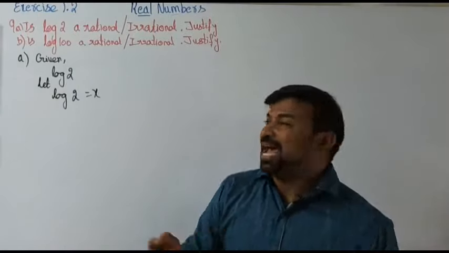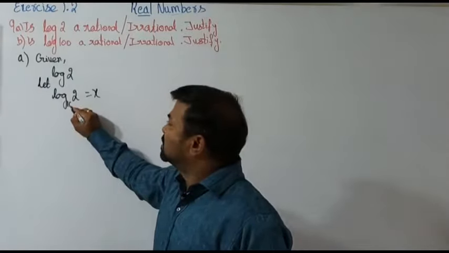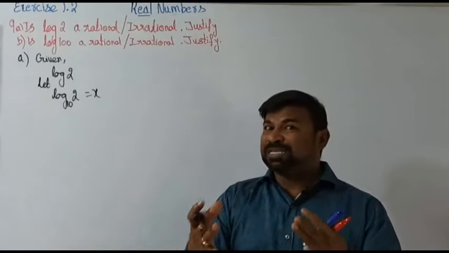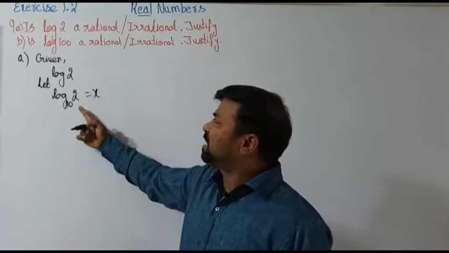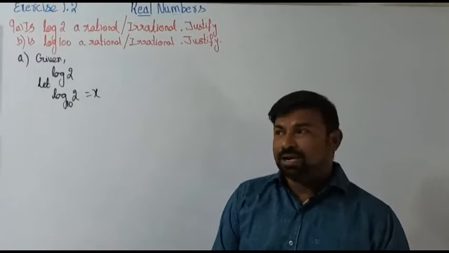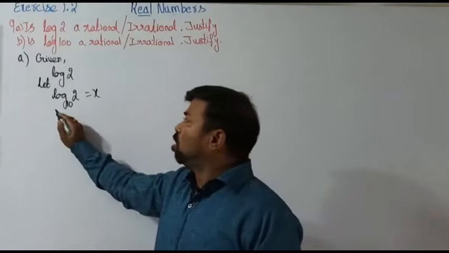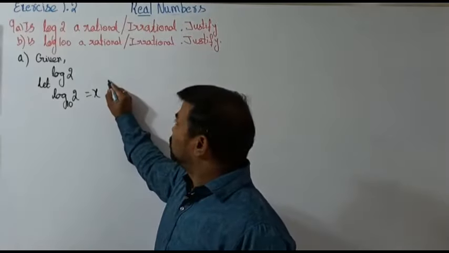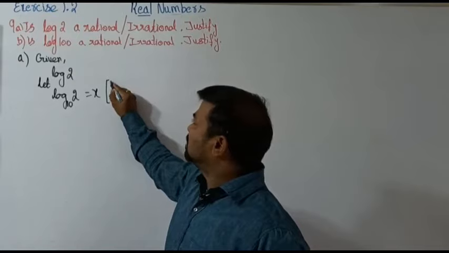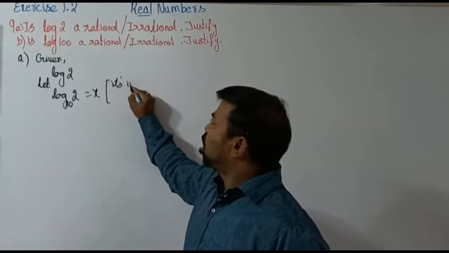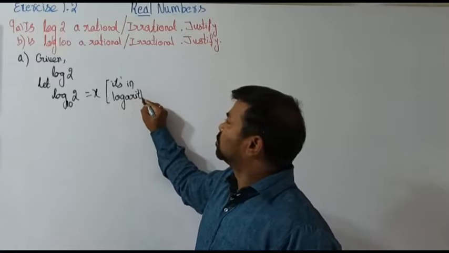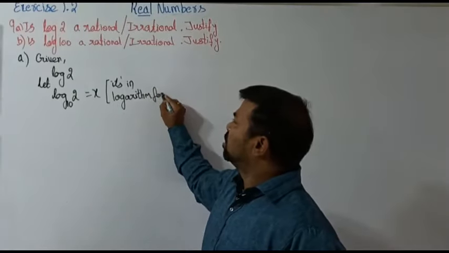But what is that? It is log 2 to the base 10. You have to remember, if there is no base, it is nothing but 10, but I am specifying it. Log 2 to the base 10 is equal to x. I have taken it like that. Now, as you all know, it is in logarithm form.